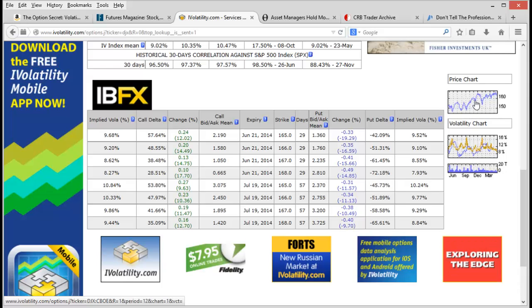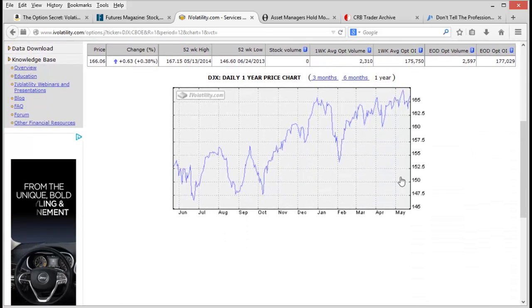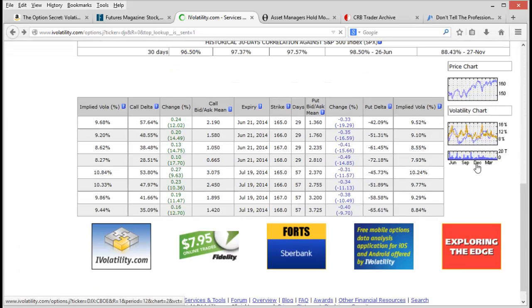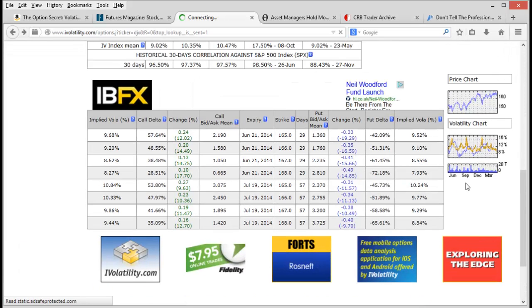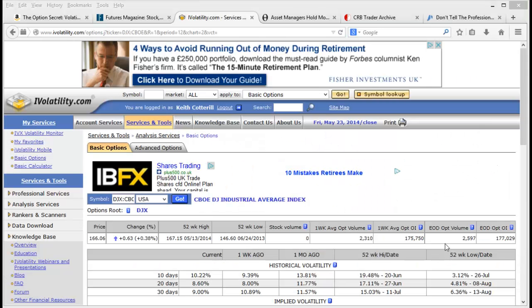So you've got the price chart there of the underlying market. That's the Dow Jones. You can see where it's trading, and if I just go back, you also get the implied volatility chart, and this is the one you want to come and have a look at on a daily basis.